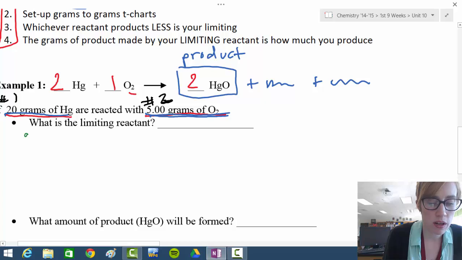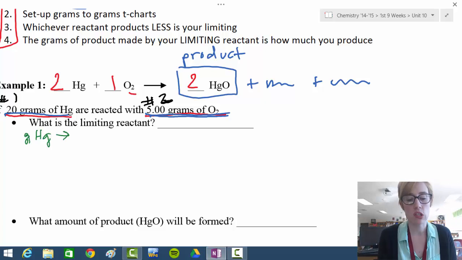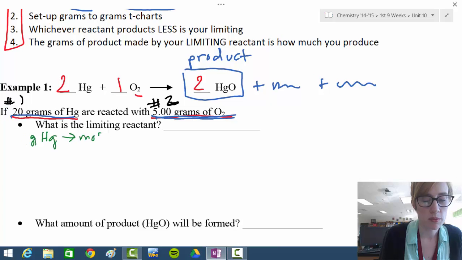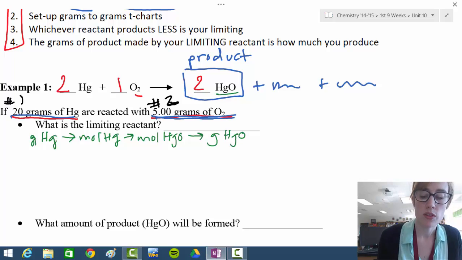Okay, so let's set up our grams to grams T-chart. So the first one, we're in grams of mercury, and we want to go to grams of our product. Remember, whenever you're in grams, you first convert to moles. So we're going to go grams of mercury to moles of mercury. Then from moles of mercury, we can go to moles of our product. Our product is HgO. Then from moles of HgO, we can go into grams of HgO. So this is the mass of our product. That's what we want to figure out.